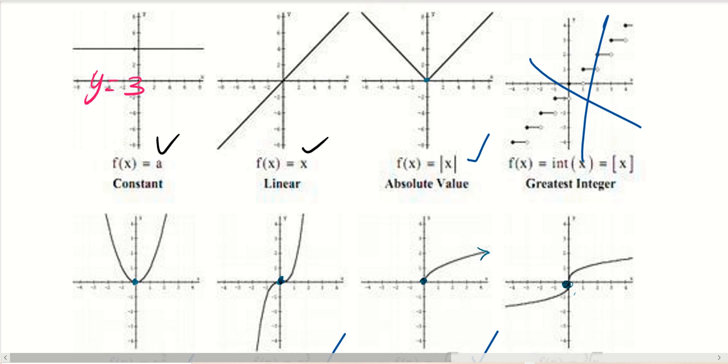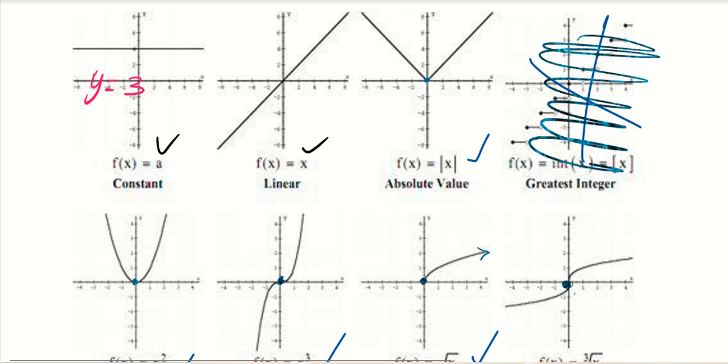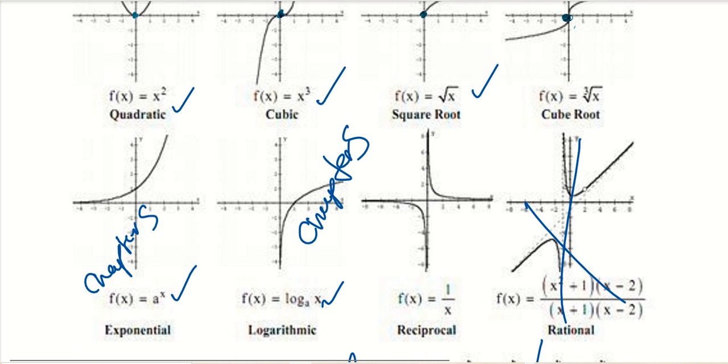This greatest integer? No, take that off. Then that's out of the picture. We don't need to know the greatest integer. That's too much right now, right? We will do exponential and logarithmic in chapter 5. Don't write it down right now, but you will see it later on.